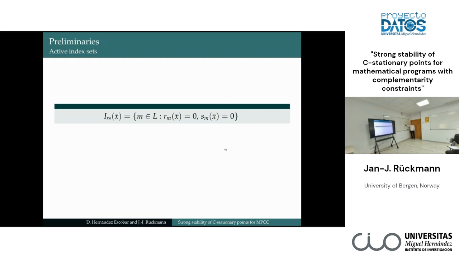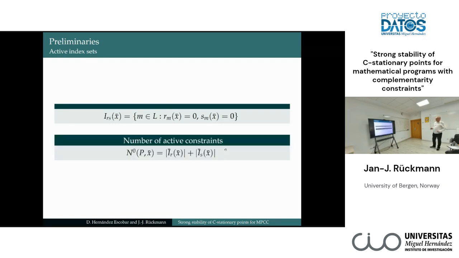What are we doing with these pairs, or with these indices here, which belong to the set I0S? There, something must happen. Okay. And we will denote the number of constraints by N0 for the problem P at our point under consideration x bar.